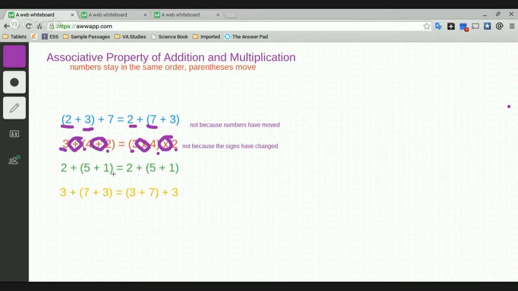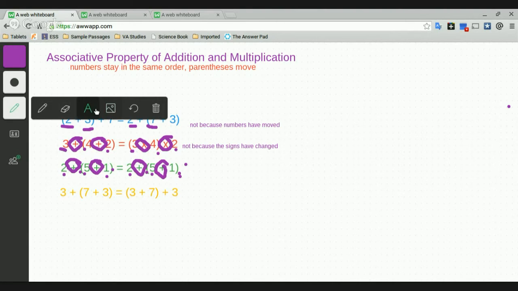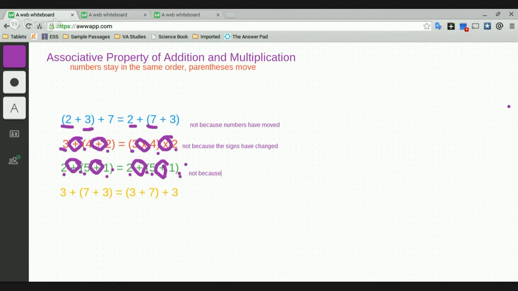Now let's look here at this third one. 2 plus 5 plus 1, with the parentheses here, equals 2 plus 5 plus 1. Now the 2, 5, 1, 2, 5, 1, they are the same. I see an addition symbol, addition symbol, addition symbol, addition symbol. Okay, so far so good. And then we have parentheses, parentheses, parentheses, parentheses. Well, that's not an example because the parentheses have not moved.